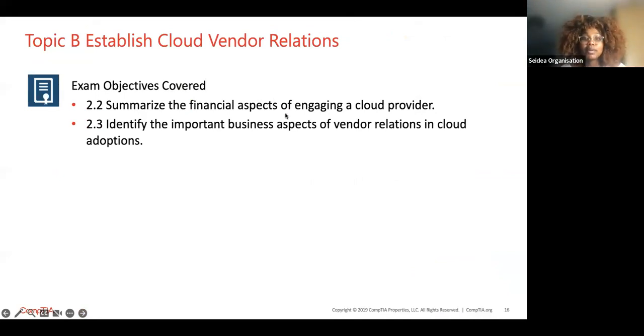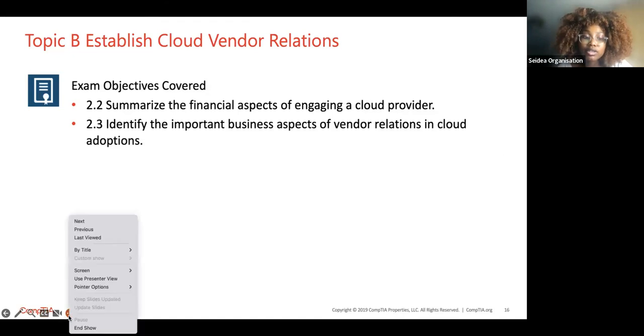So for topic B, we're going to be looking at how do we establish cloud vendor operations? How do you summarize the financial aspects of engaging with a cloud provider? And how do you identify the important business aspects of vendor relations within cloud adoption?